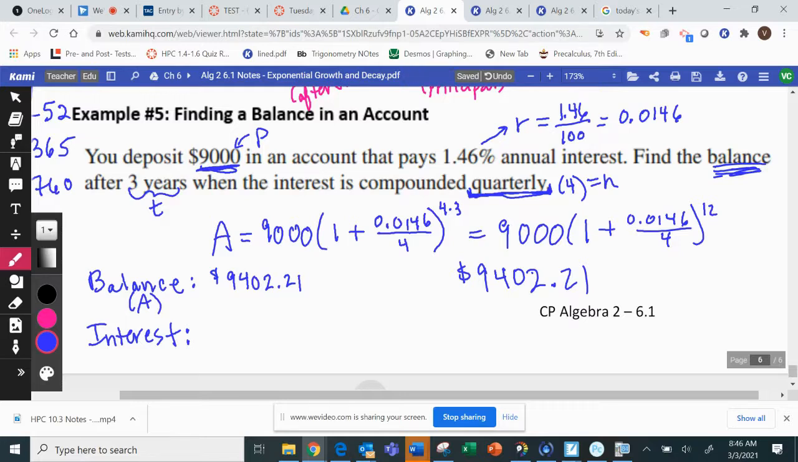Okay. If you're asked to find the interest, that is the balance minus the principal. That's take that 9,402.21 and subtract off the original 9,000. So that would be only the amount that you earned extra, 402.21. Okay. Sometimes I'll ask you for balance. Sometimes I'll ask you for interest. So you should know the difference between the two.